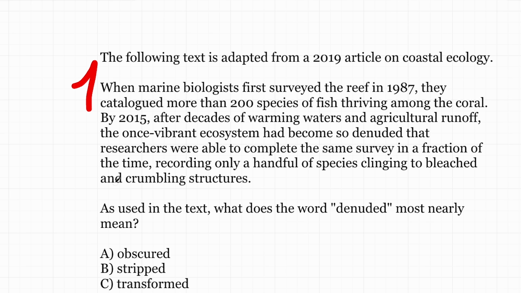Okay, so they're saying that after some years had passed, there were so few animals left that they were able to do it really, really fast because there were just a few that they had to look at. They're like, okay, there's like 5 animals there, so that's it.